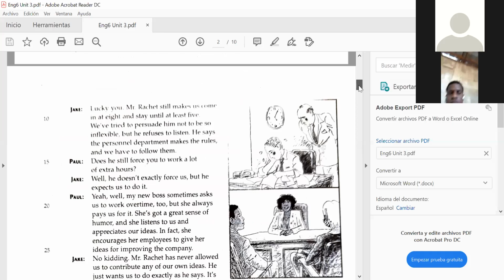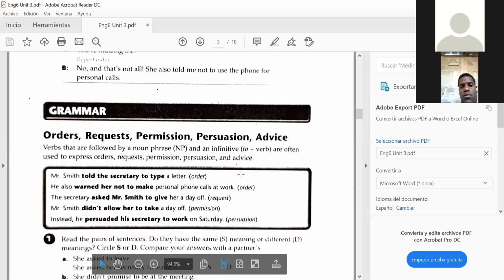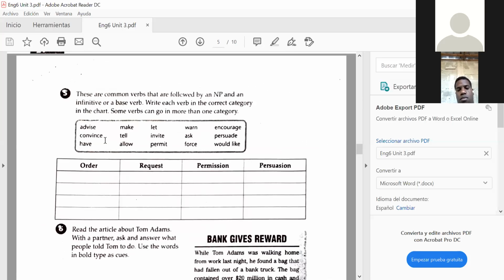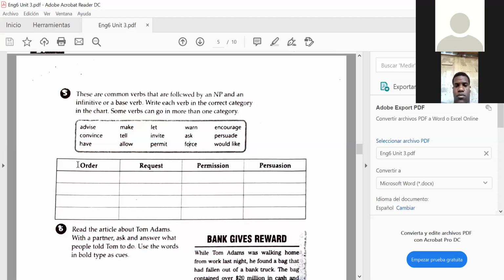Cool. Now, as you guys remember, we explained what a noun phrase was, what you need to have in a sentence to express order, request, permission, persuasion. And I told you here that for your personal study, you had to place these verbs into the corresponding places, right? So before we start with the whole class, we're going to take one person. You can raise your hand and let me know which verbs you put on order. Which ones did you put? You can raise your hand and say the ones that you put.